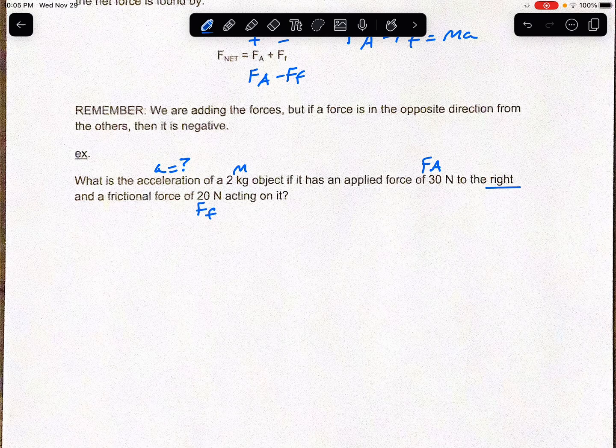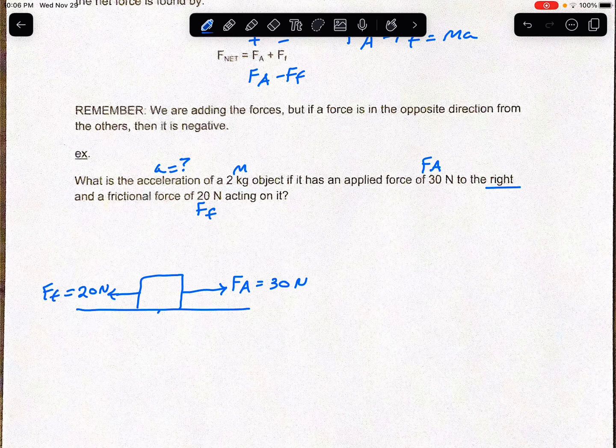If I were to draw this out, I basically have an object that's being pushed. We have an applied force to the right, so FA would be 30 newtons. Your FF is going the opposite way with 20 newtons, so I'm not going to draw the arrow as big. So 20 newtons would be my FF.